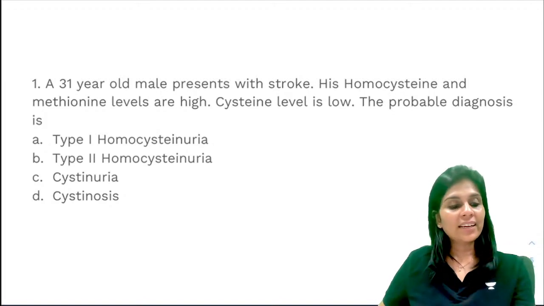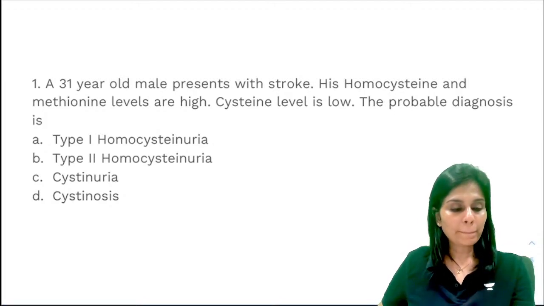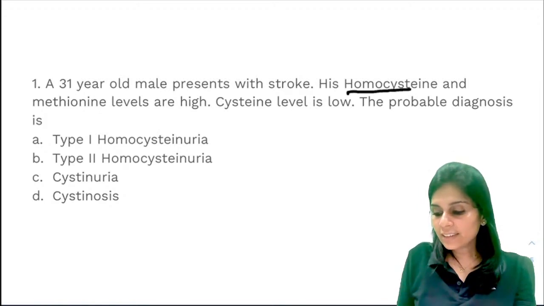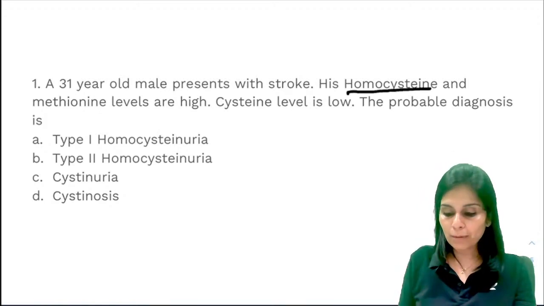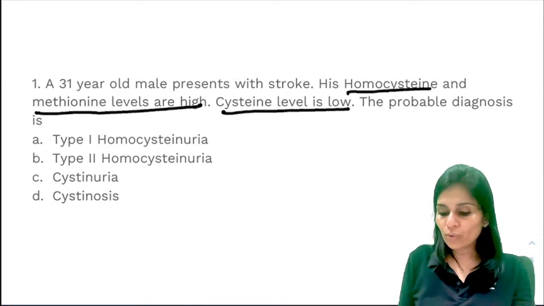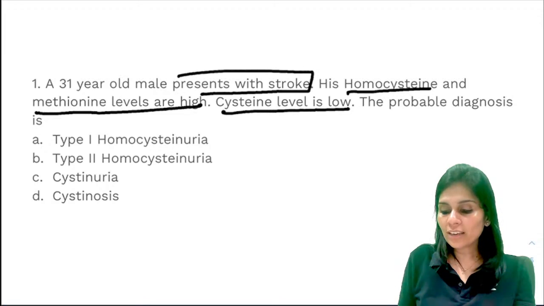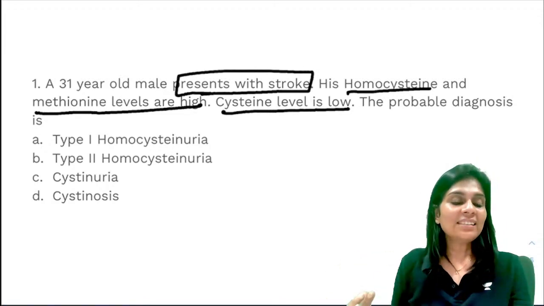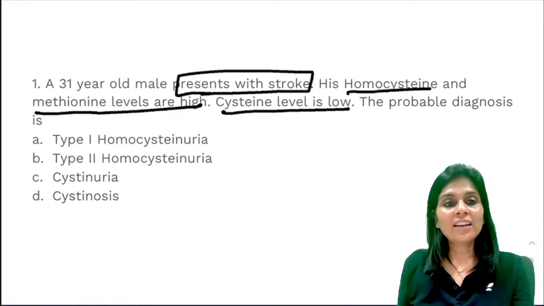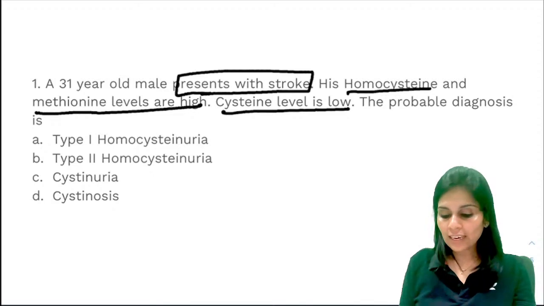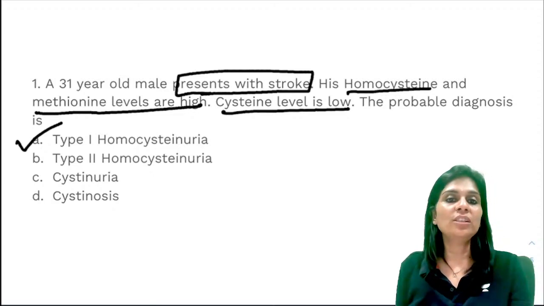What do you think is the right answer? They have clearly stated that the homocysteine level is high and methionine level is also elevated. Cysteine level is low, and there is early myocardial infarction or early onset thrombosis. Okay, so accelerated thrombosis and accelerated atherosclerosis. Very good. All of you are right. The answer is type 1 homocystinuria.